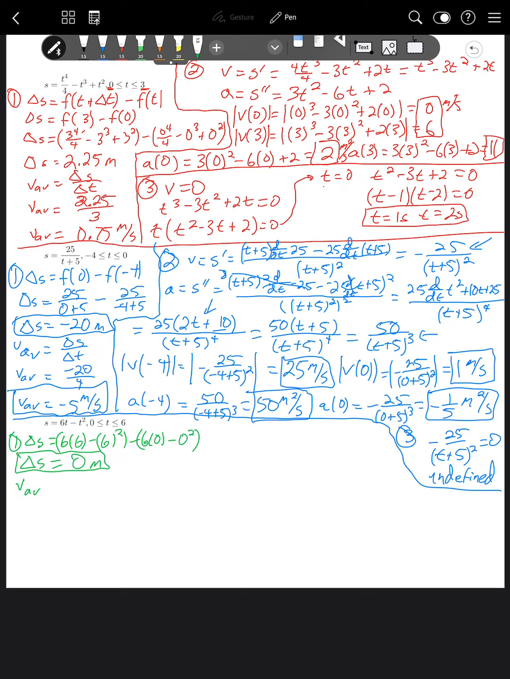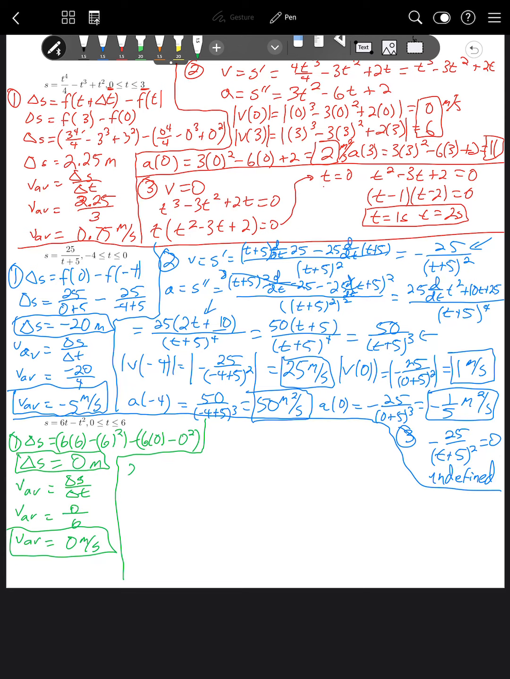So therefore, if our displacement was 0, that means our average velocity is also going to be 0, because of how we calculate it, delta S divided by delta T. So the average velocity is going to be 0 over 6, which is 0 meters per second. So on average, because there was no displacement, my velocity was 0. But all that really means is the velocity going to and away from the point just canceled each other out to end up with that velocity of 0.